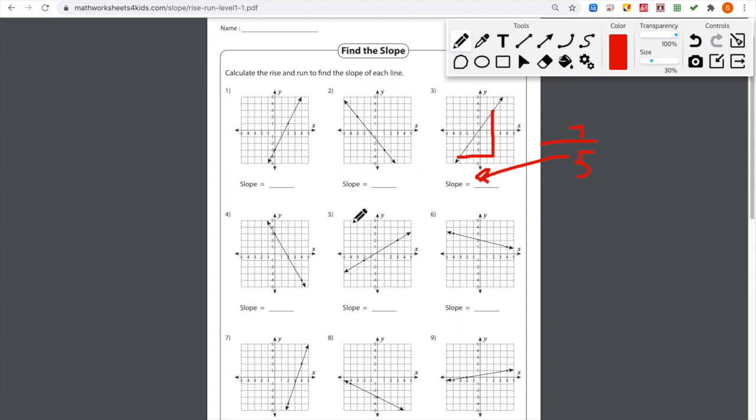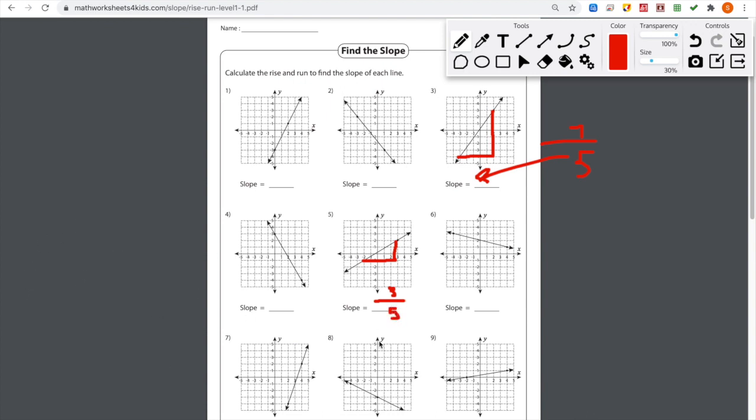All right, we're going to go ahead and do number 5. So we see our 2 points here. So we're going to draw our triangle so we could see it. Our rise is going to be 1, 2, 3. And our run is going to be 1, 2, 3, 4, 5. So our slope is going to be 3/5.